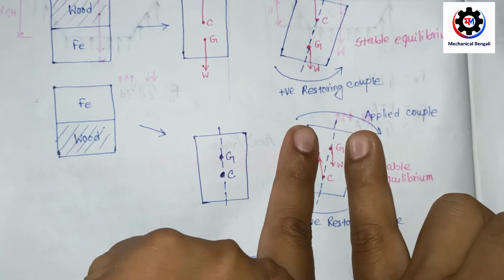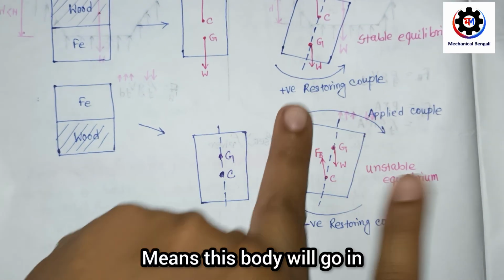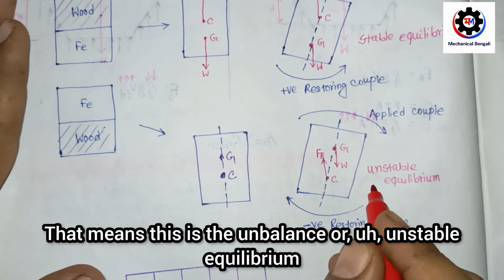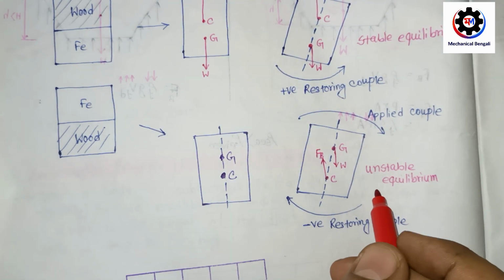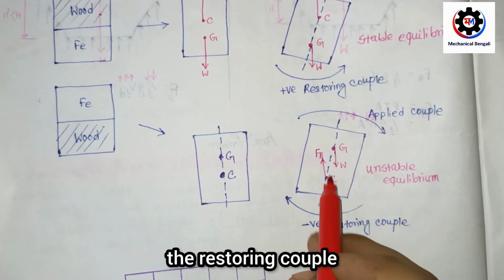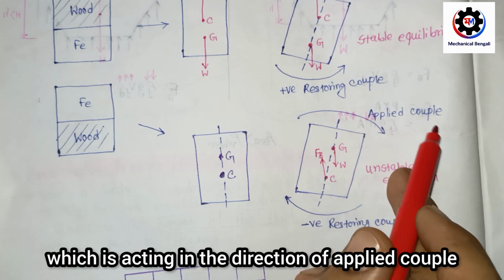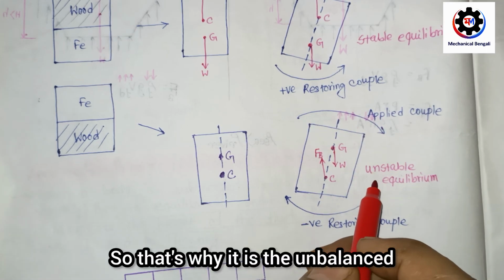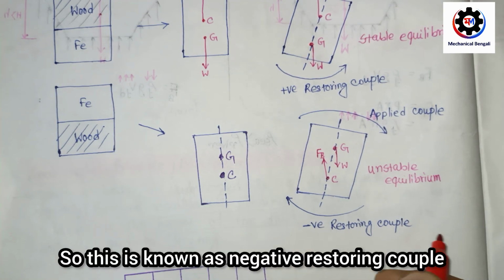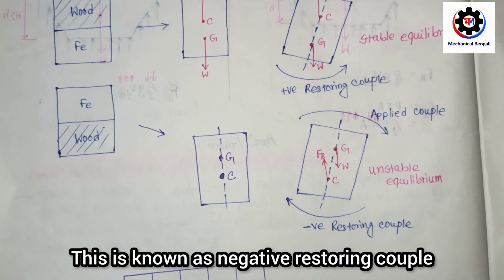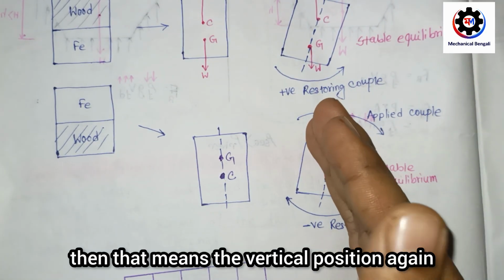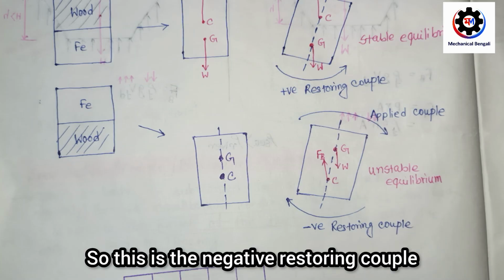So this type of couple will be created, which means this body will go in that direction also. That means this is unbalanced or unstable equilibrium. The restoring couple is acting in the direction of the applied couple. That's why it is unbalanced or unstable equilibrium. This is known as the negative restoring couple. Very important: it is known as a negative restoring couple because the body cannot come back to the original, vertical position again.